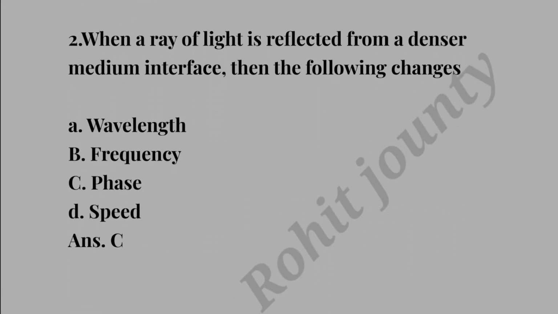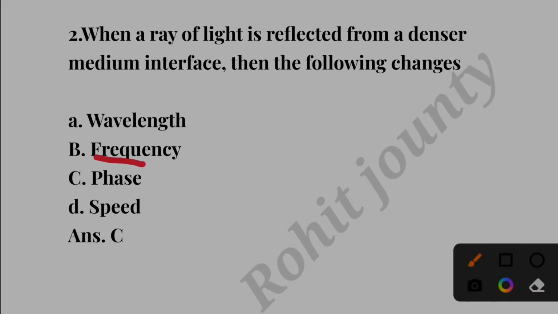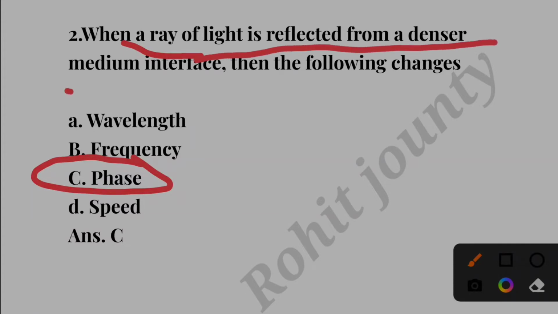Question number 2. When a ray of light is reflected from a denser medium interface, then the following changes: option A wavelength, option B frequency, option C phase, option D speed. The correct answer is option C, phase. When a ray of light is reflected from a denser medium interface, the phase changes.